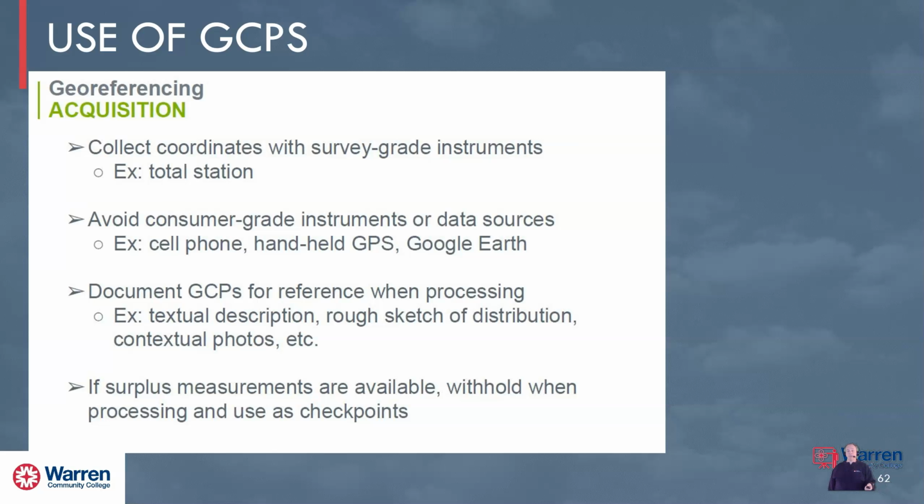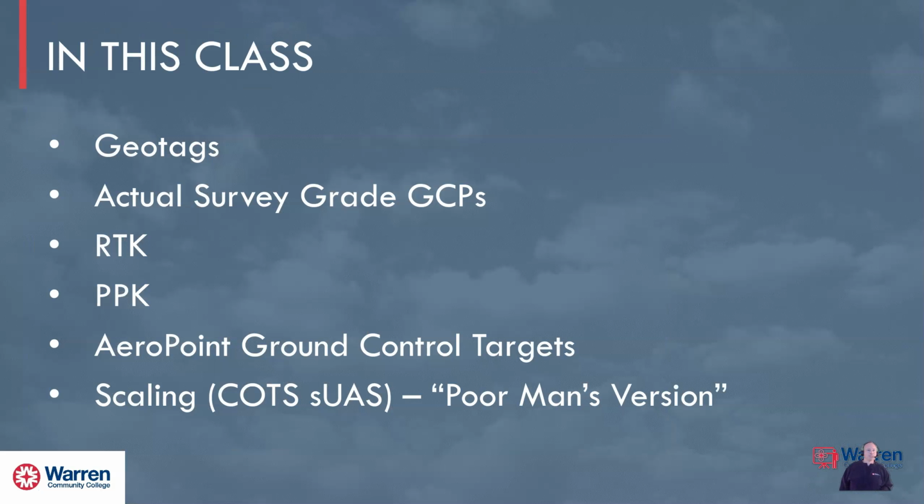And if you have surplus measurements, withhold them when processing and use them later after the fact. So once you've initially processed, then you're going to go back in, fix the things, add the GCPs, and reprocess. So if you had more than 12, let's say, you could then use those extra ones to go back and say, okay, now that I've reprocessed, where's my level of accuracy on the ones I haven't fixed? Because they should be adjusted as well as the measurements you've actually fixed. So it's a good checkpoint kind of thing.